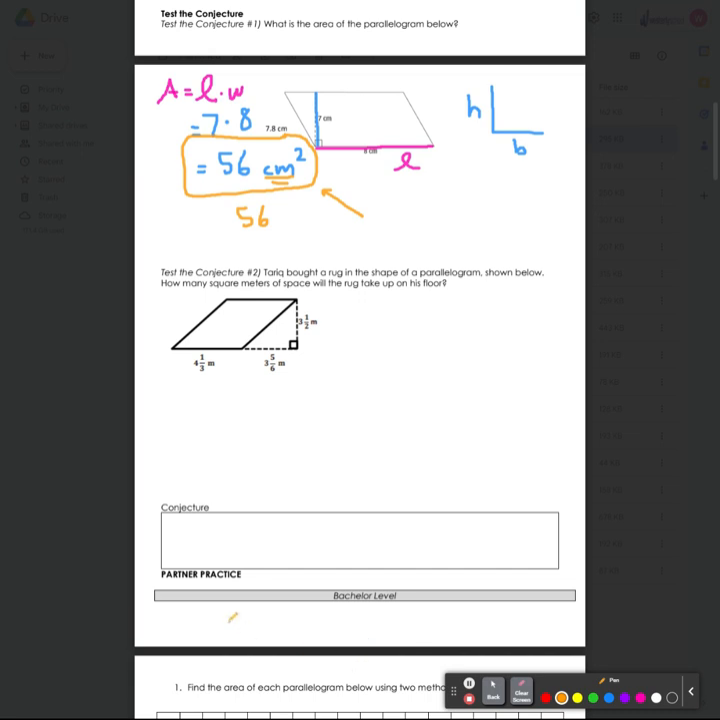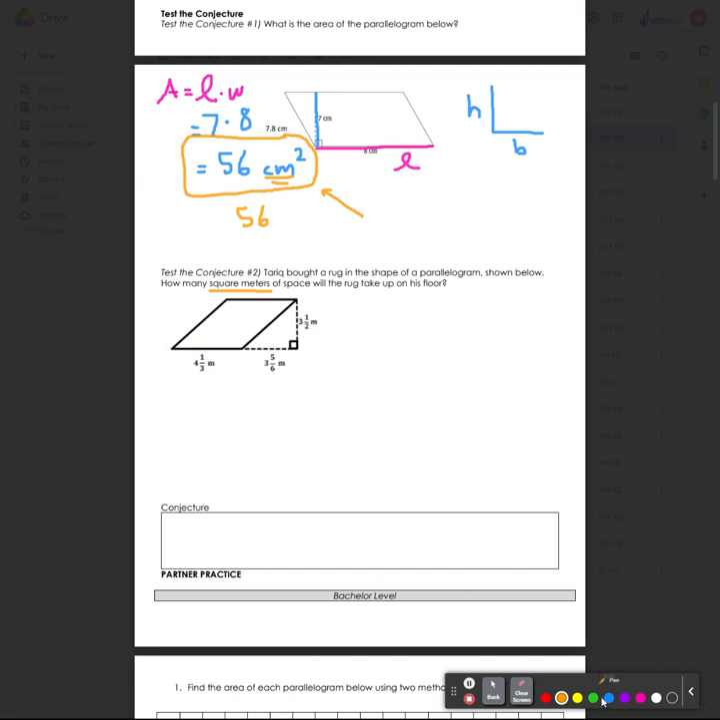Let's take a look at test of conjecture number 2. It says that Tariq bought a rug in the shape of a parallelogram, which is shown below. How many square meters, so we're looking for the area, of space will the rug take up on his floor? So we need to, once again, determine what is the length or the base of the parallelogram and what is the height of the parallelogram.